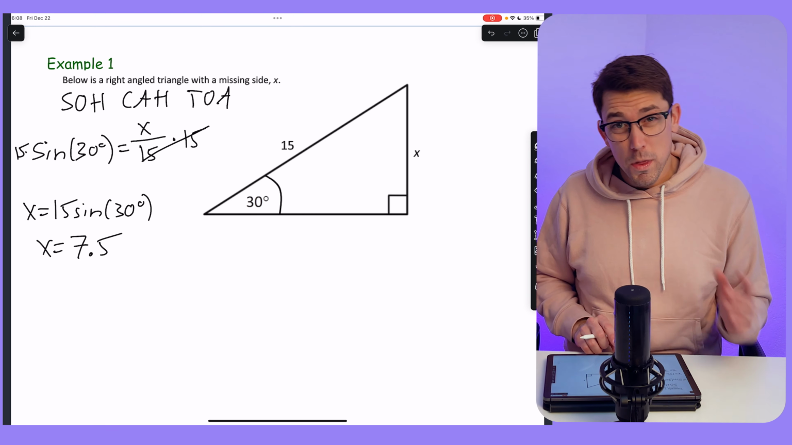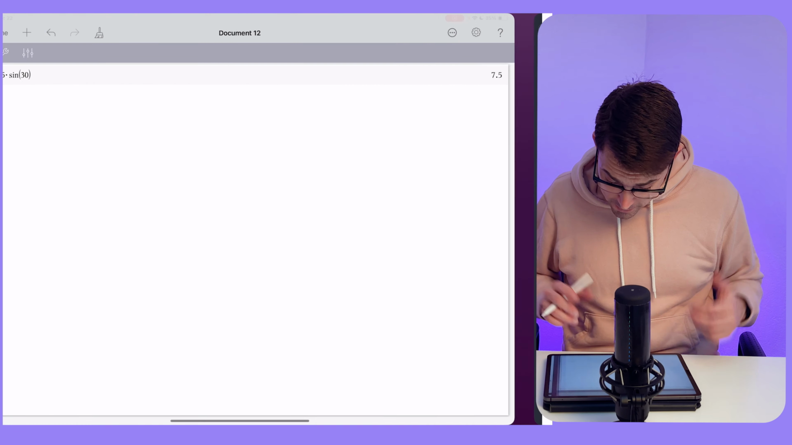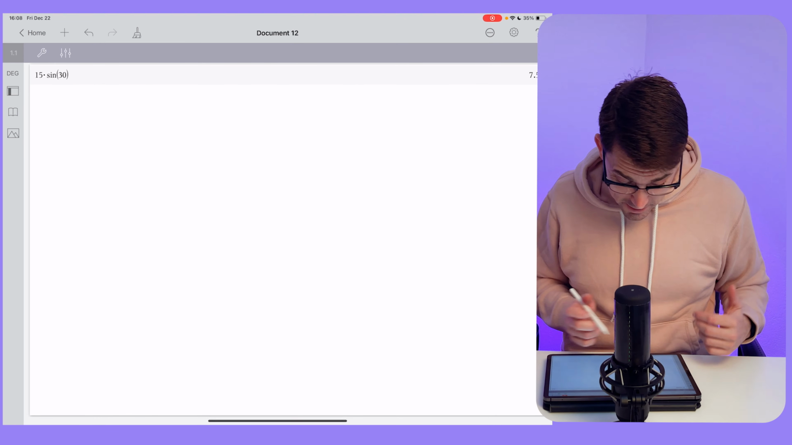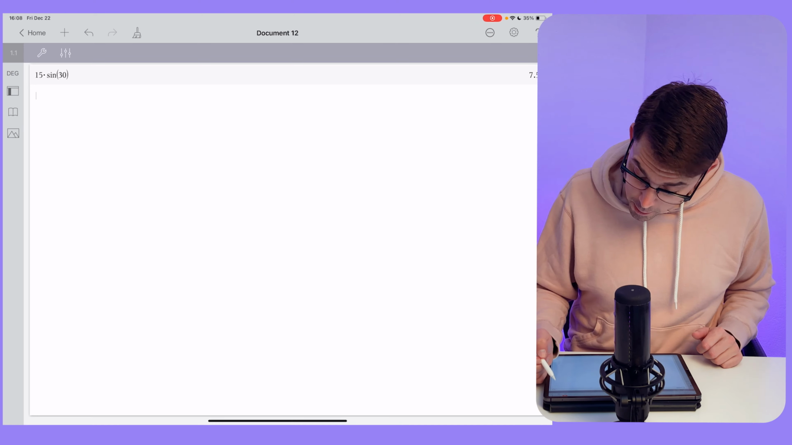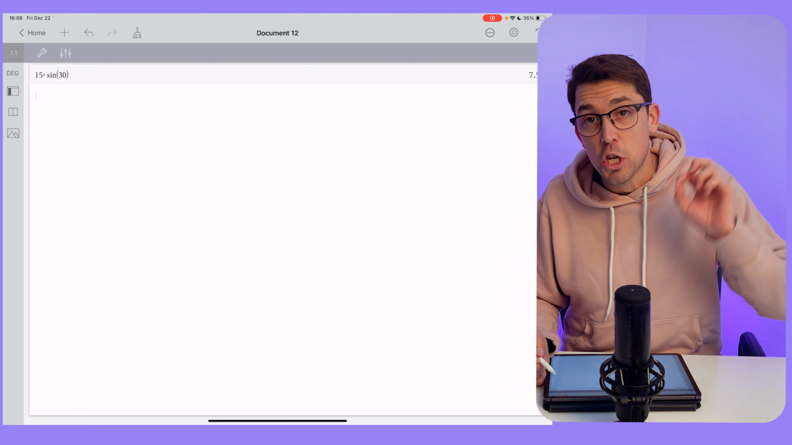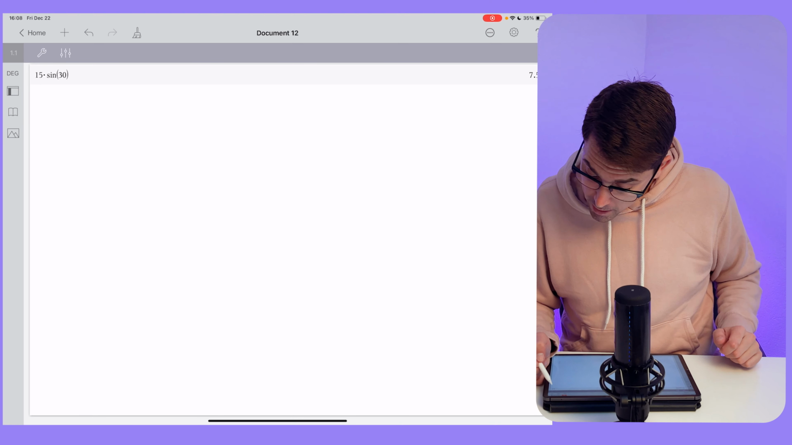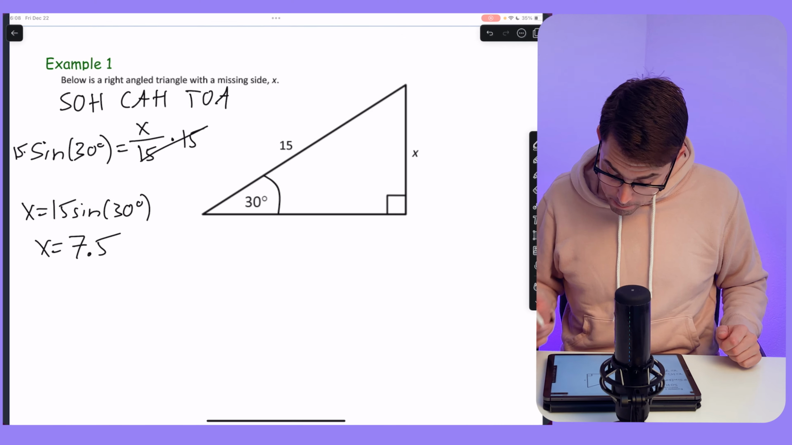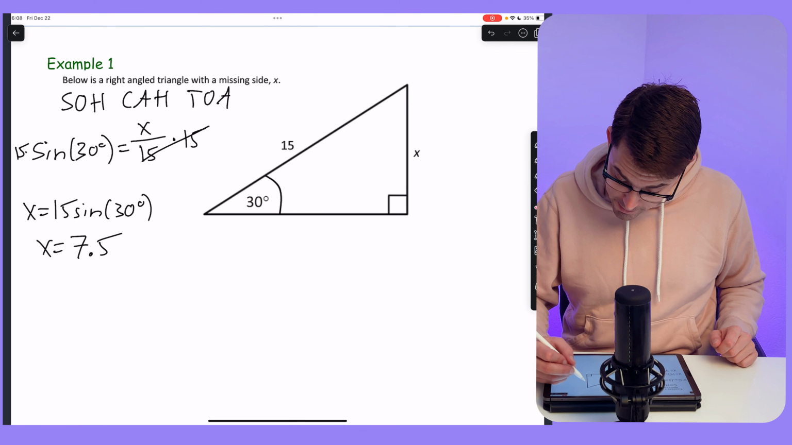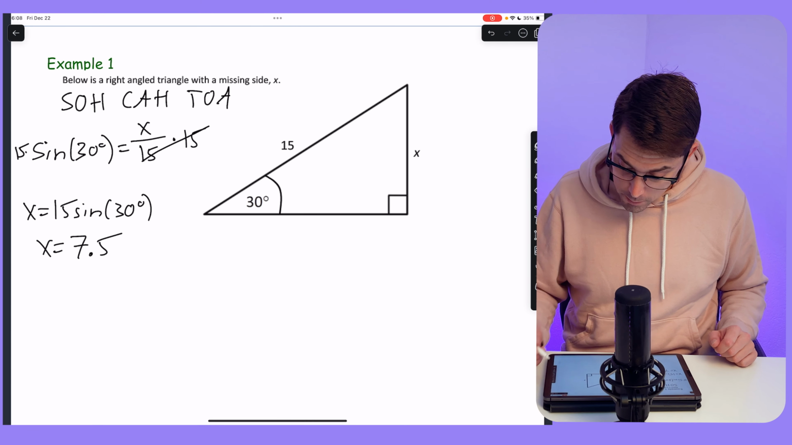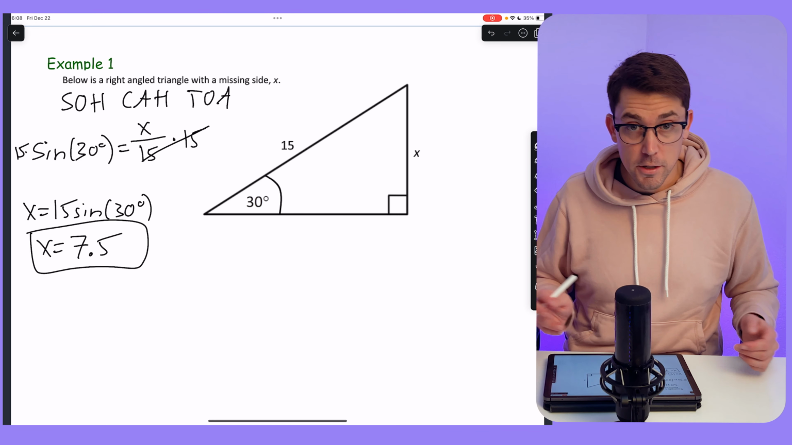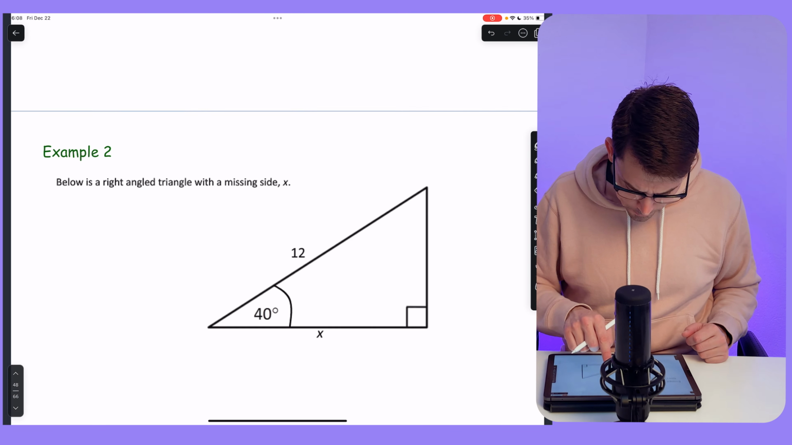And if you're wondering what that looks like in your calculator, this is what it looks like in my iPad app. I'm sorry if it's a little hard to see, but I would have 15 times the sine of 30, making sure that my calculator is in degrees mode, not radians. And that gets 7.5, meaning that this length right here is indeed 7.5. That is going to be my answer. Let's take a look at another example.